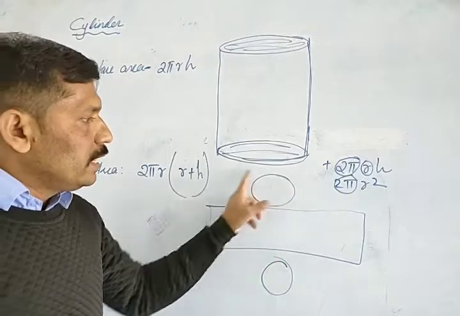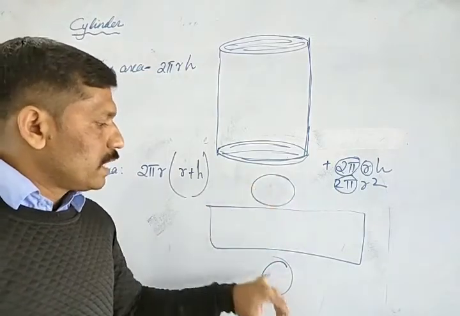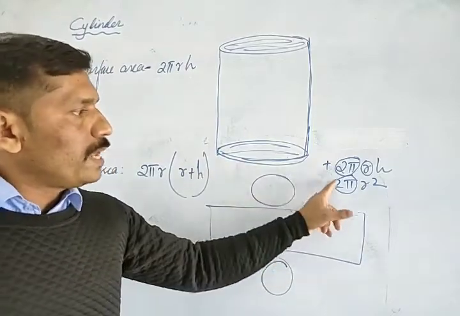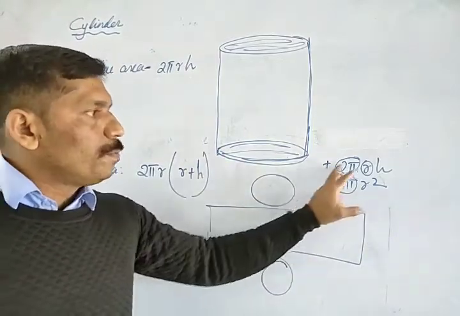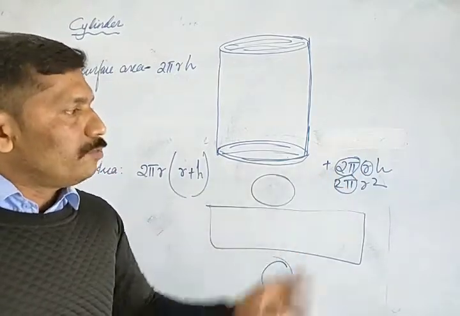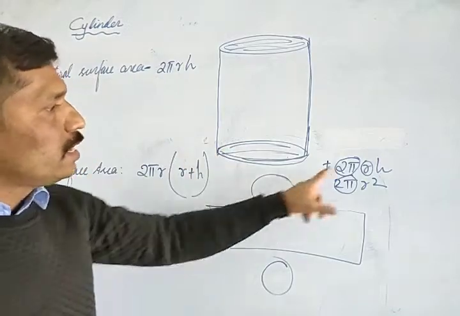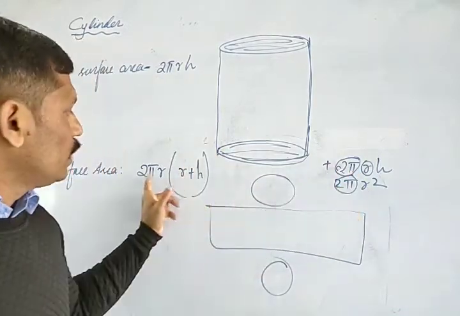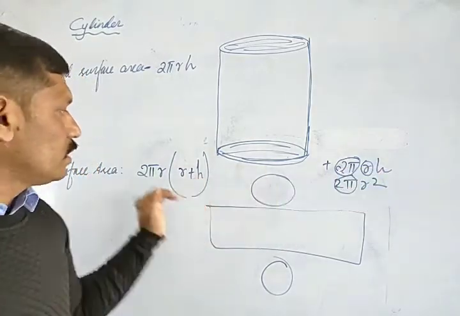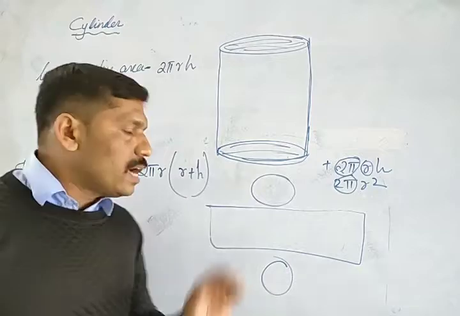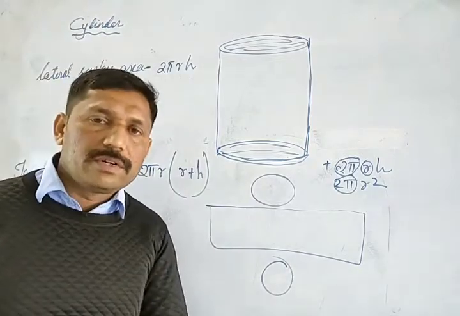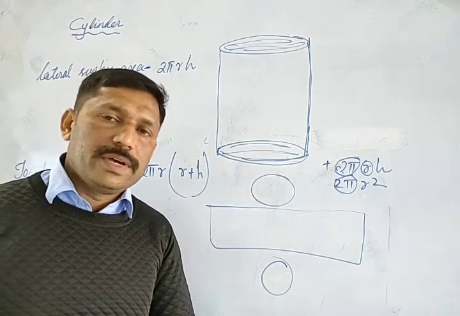Actually, it is the area of two circular faces and one curved surface. Circular faces are 2 pi r square and curved face 2 pi r h. That means total surface area, if we add all the surface areas, then we get the total surface area. 2 pi r is common here, so we take this common, and r remains here, and h remains here. Therefore, 2 pi r into h plus r, or r plus h, is the formula to find out the total surface area of a cylinder.